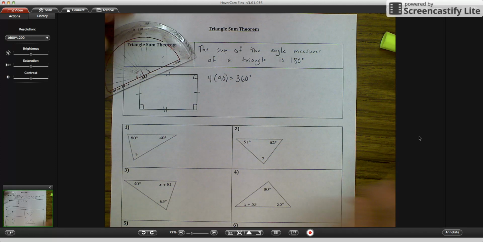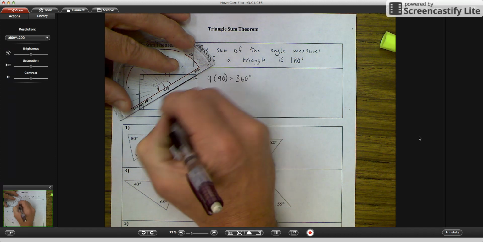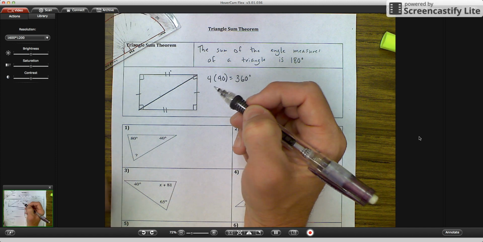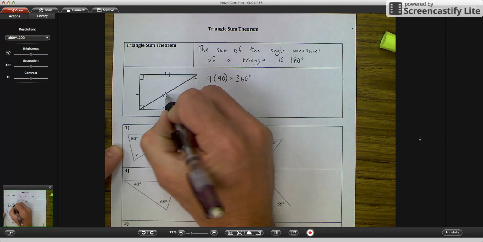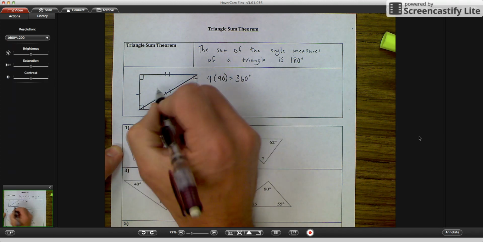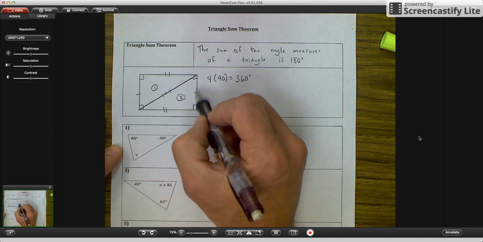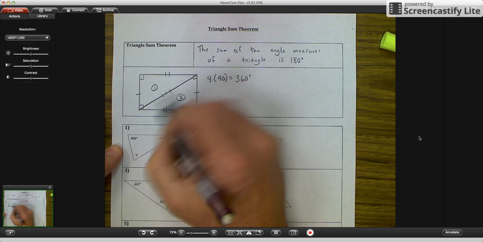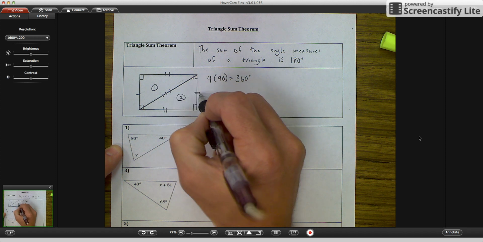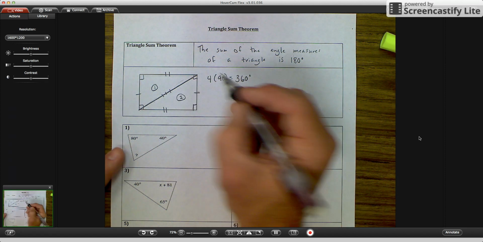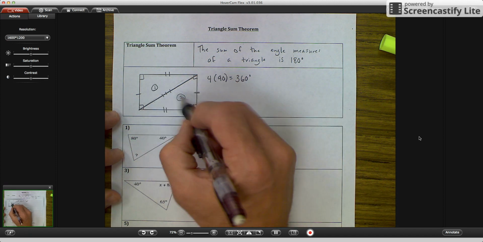Now, if I were to take my straight edge and draw a diagonal line, my diagonal line goes right through here, and because it is reflexive, it is congruent to itself, I have created 2 congruent triangles. We could prove this a couple of different ways. You could do side, side, side triangle congruence, or hypotenuse, leg triangle congruence. So there are 2 different ways to prove that they are congruent.